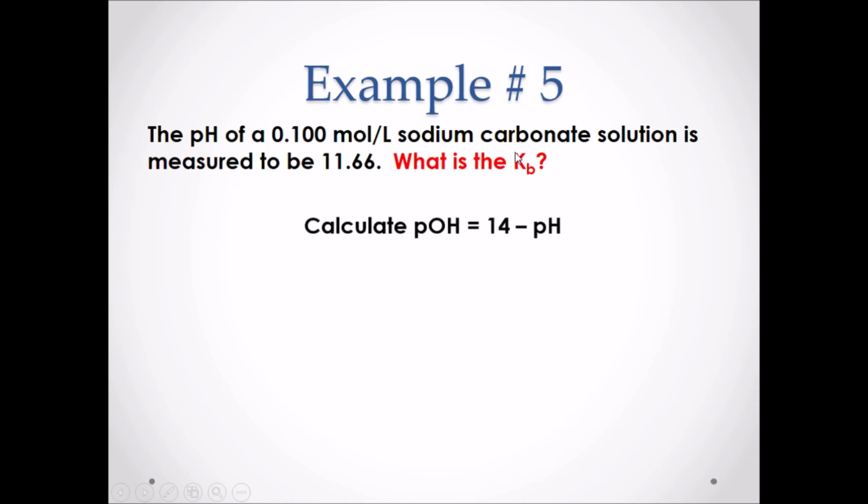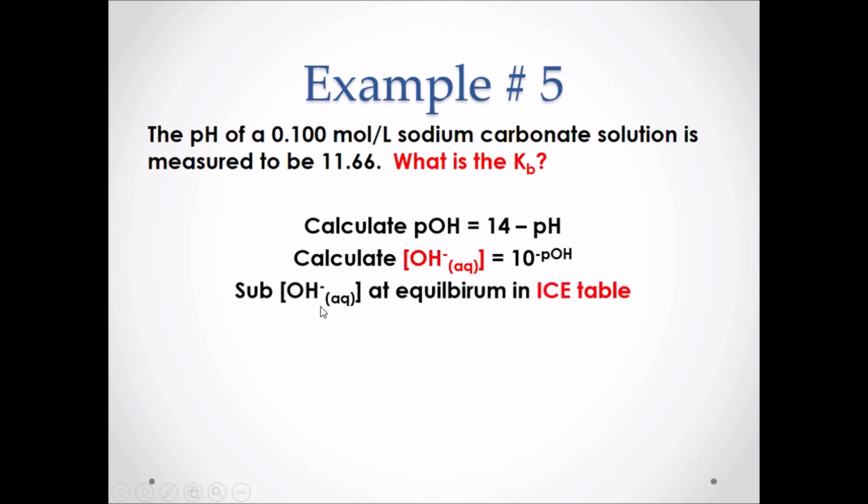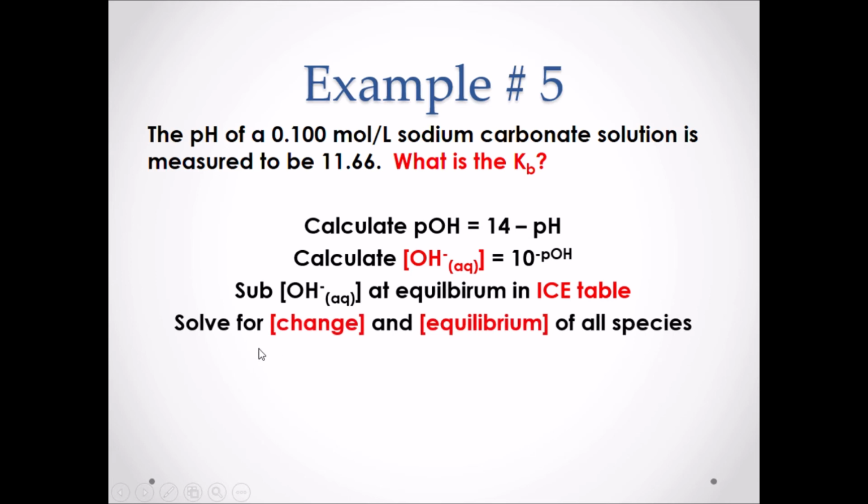Since we are working with a weak base and we know the pH, we can first solve for the pOH. Once we have the pOH, we can solve for the concentration of OH minus at equilibrium. We can then put that into our ice table, solve for the change and the equilibrium concentrations of all species, and then finally calculate Kb.